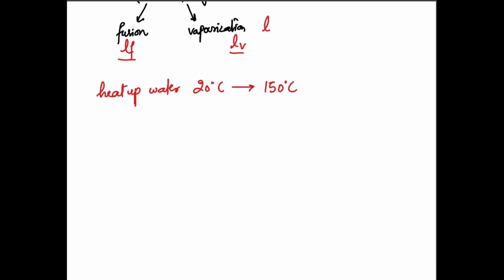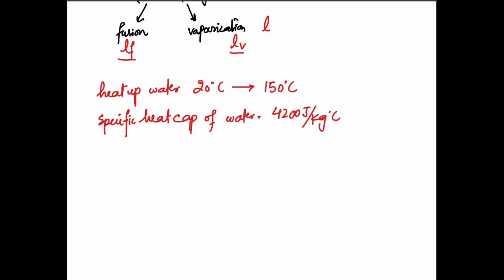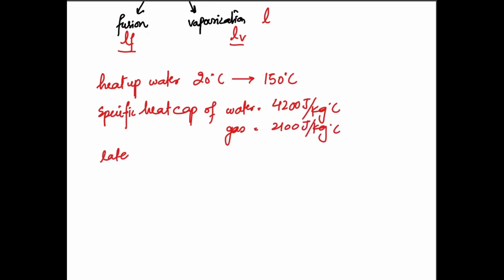Now, for that, there will be some values given to you in the question, and let me write those values down. The specific heat capacity of water is given to you as 4200 joules per kg degree centigrade, of gas or steam is given to you as 2100 joules per kg degree centigrade. Latent heat of fusion is also given, and vaporization is also given. Now you have to be intelligent about what value you choose.